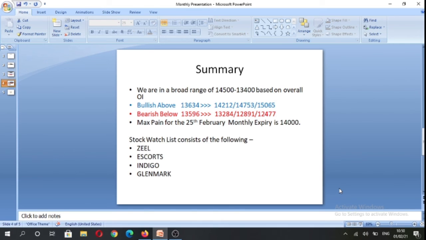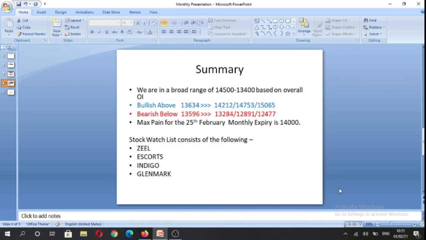Finally, I would like to summarize that we are in a broad range of 14,500 to 13,400 level based on the overall open interest data, and max pain for the monthly expiry contract for February is at 14,000 level. So if market was to expire around 13,950 or 14,050 odd levels on the monthly contract on 25th February, then option writers at 14,000 strike are going to suffer the least amount of losses, theoretically speaking, of course.